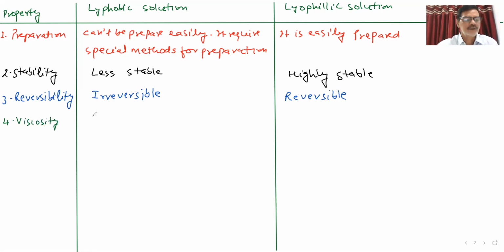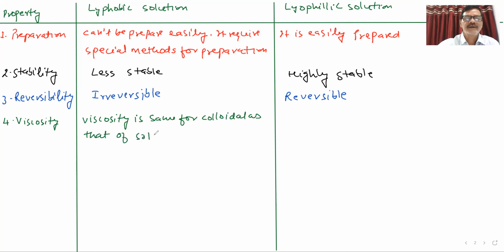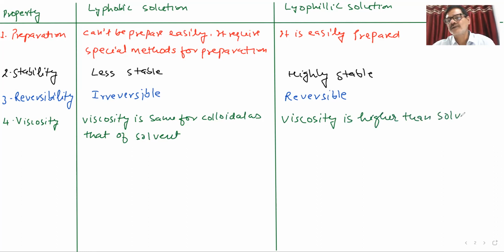Viscosity. So here viscosity is same for colloidal as that of solvent. Here it is highly viscous, or viscosity is higher than solvent.